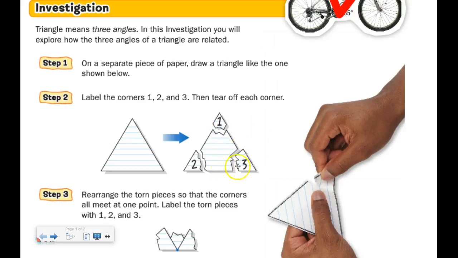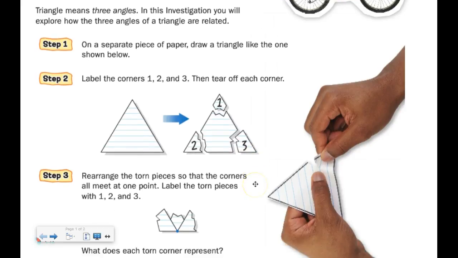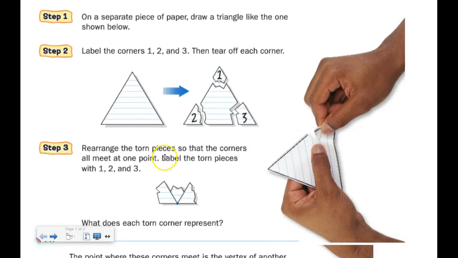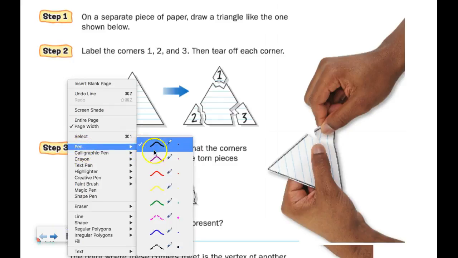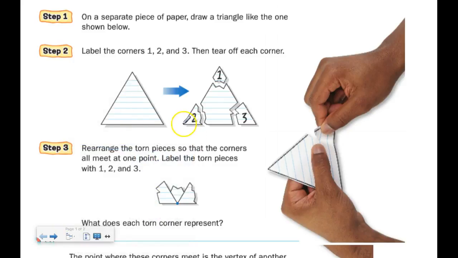And when you have your three corners, here's what you're going to do. You're going to rearrange the torn pieces so that the corners all meet at one point. So you're going to try your best. It's probably easier if I draw it on here. Once you have your pieces, you're going to take the corner of that piece, the corner of this piece, and the corner of this piece, and try to put them all together.